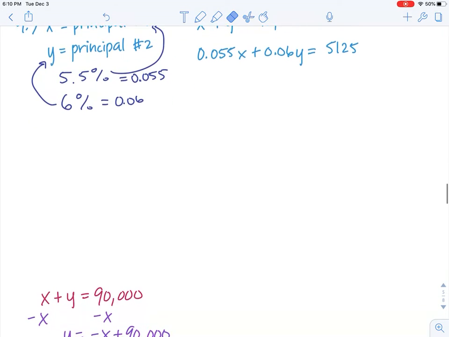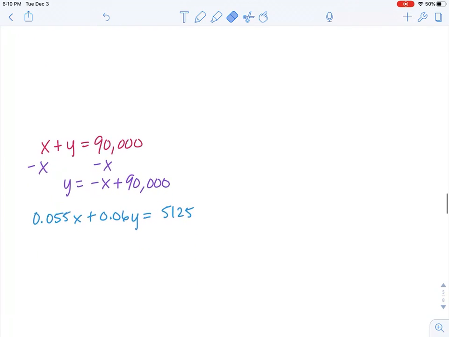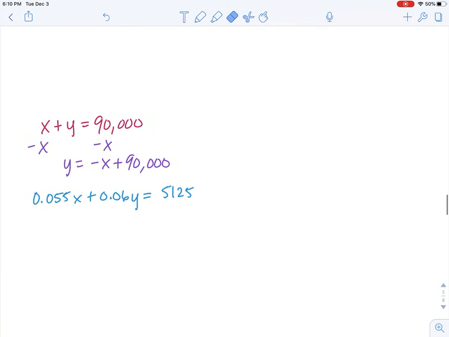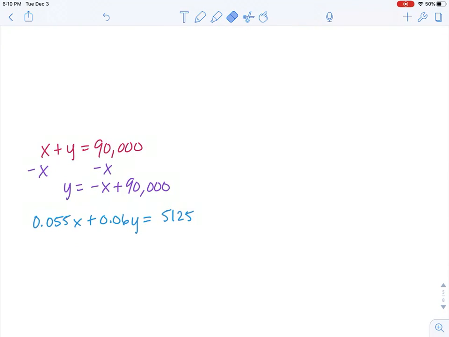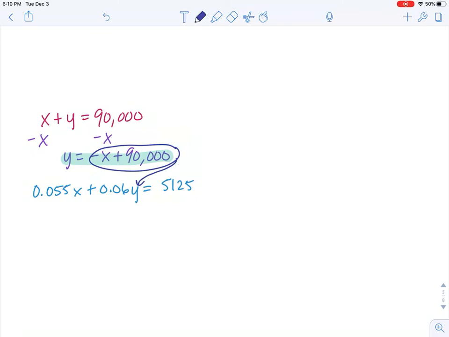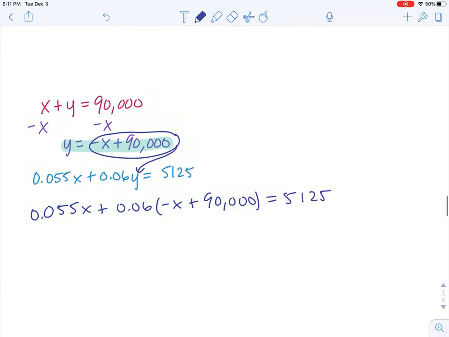So from here, it's very easy to use substitution as your method for solving the system. So what I've done is I've taken the first equation, X plus Y equals 90,000, and I've subtracted X from both sides. So now it's solved for Y. What we're going to do is we're going to take what Y is and we're going to plug it in for Y in the other equation. So this looks like 0.055X plus 0.06 times negative X plus 90,000 equals 5,125.